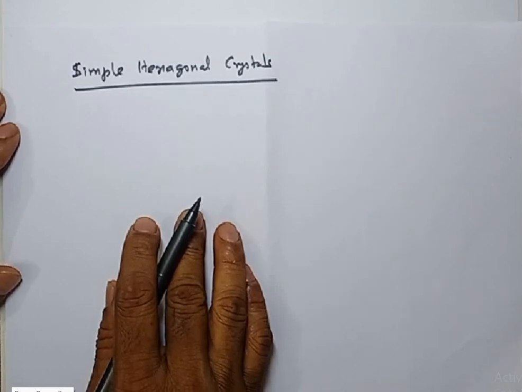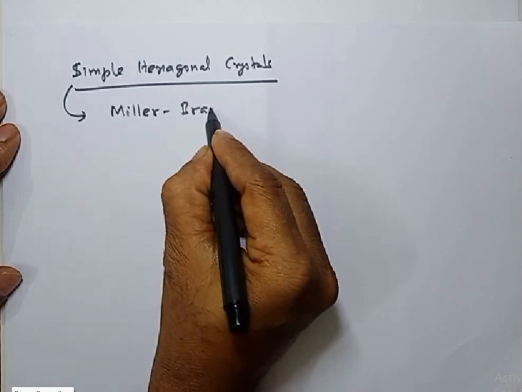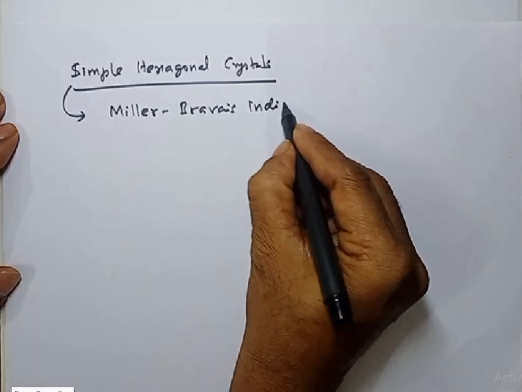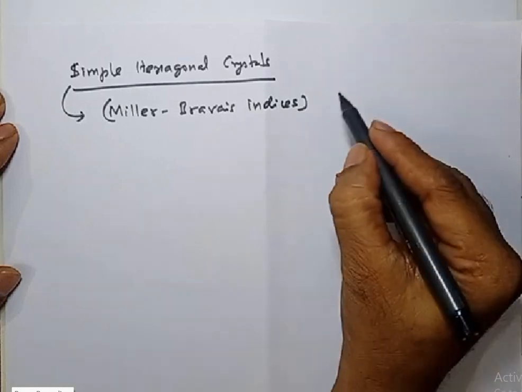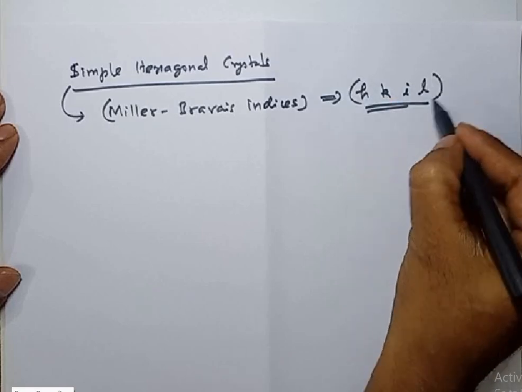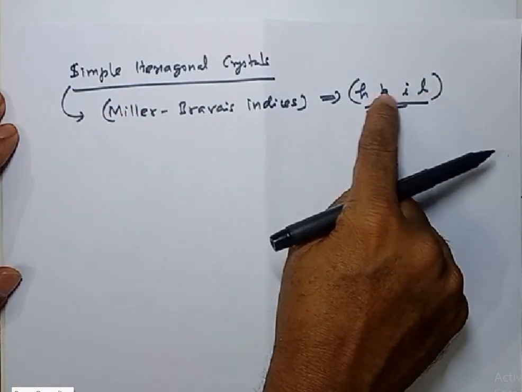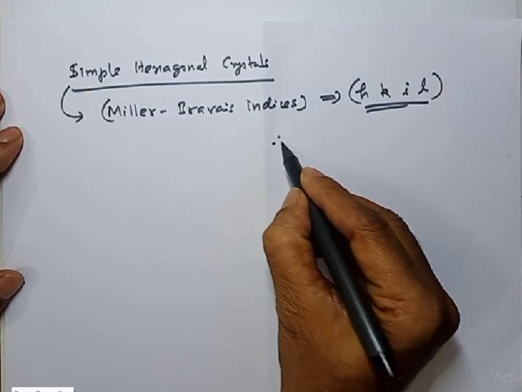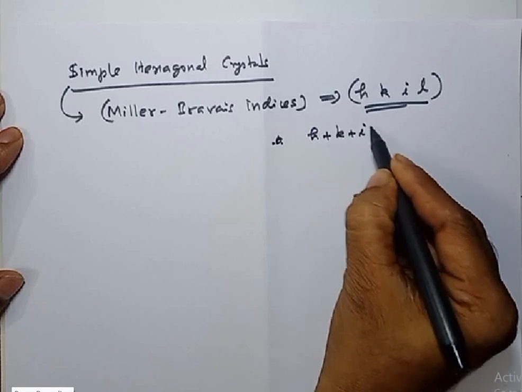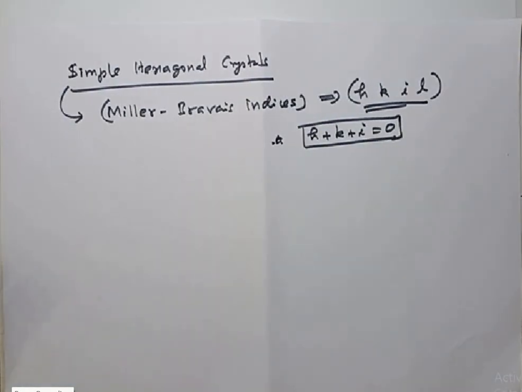For this, we use Miller indices called Miller-Bravais indices, which involve 4 values: h, k, i, l. Miller indices involve only 3: h, k, l. Miller-Bravais indices involve 4 integers: h, k, i, l. And one important condition here is that h plus k plus i should be 0. This is a very important condition. Take note.